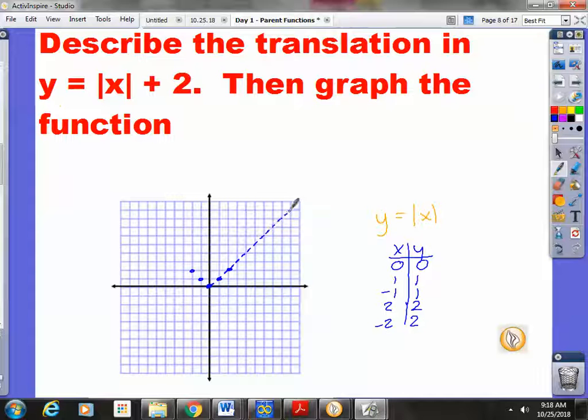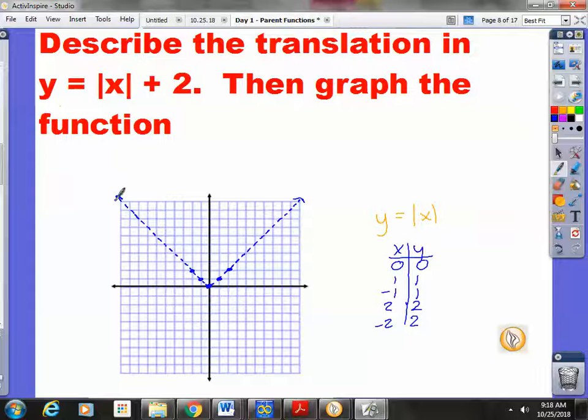Miss Keller, isn't the equation absolute value of x plus 2? It is. We're just graphing the parent function right now. We're going to get to that one in just a second. All we're graphing is the parent function. We really haven't graphed the one that's given to us in the problem.